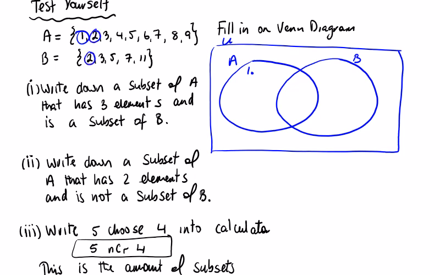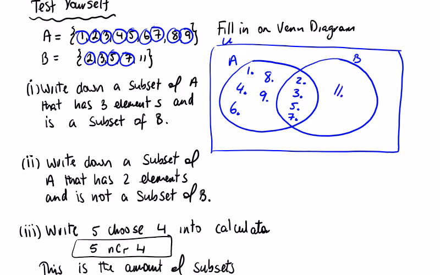Number 2 is in B. 2. 3 is also in B. 3, so it's in the intersection. 4 is not in B. 4. 5 is in B. 5. 6 is not in B. 6. 7 is in B. 7. 8 and 9 are also not in B. 8 and 9, and that just leaves 11 in B on its own.